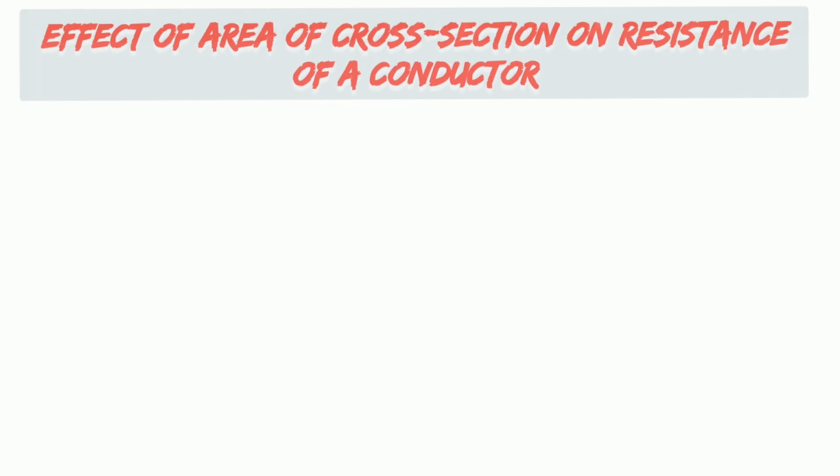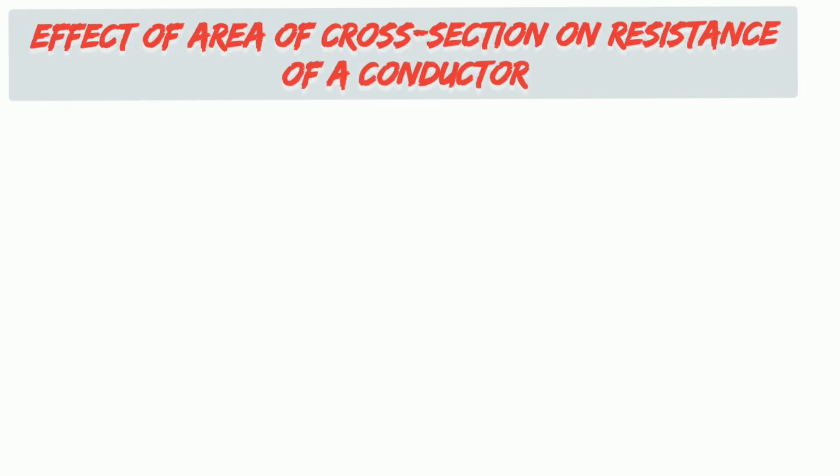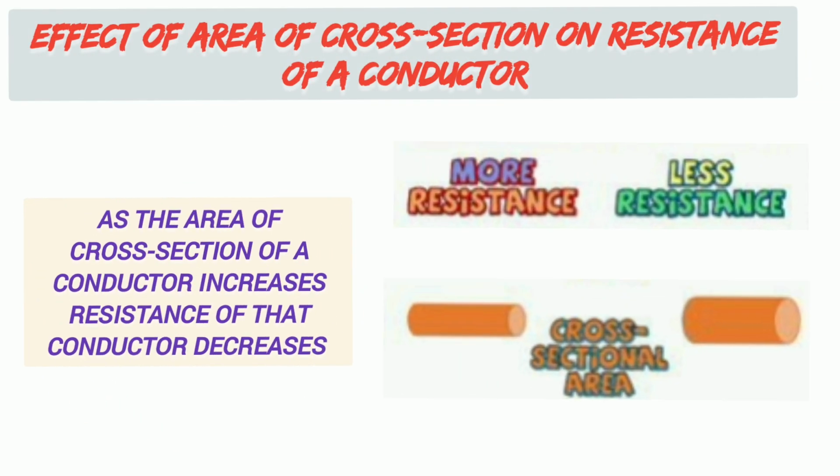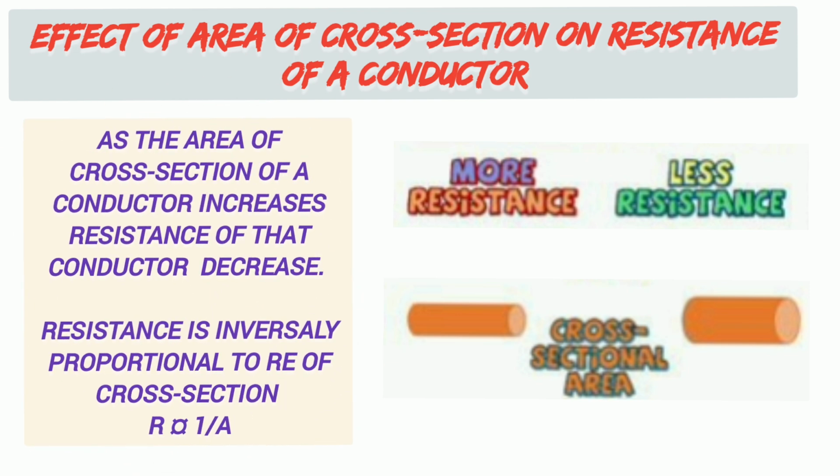Effect of area of cross-section on resistance of a conductor. As area of cross-section of a conductor increases, the resistance of a conductor decreases. So resistance of a conductor is inversely proportional to the area of cross-section of a conductor.